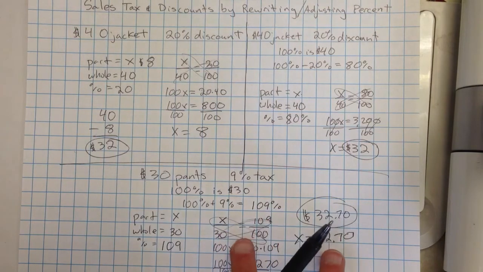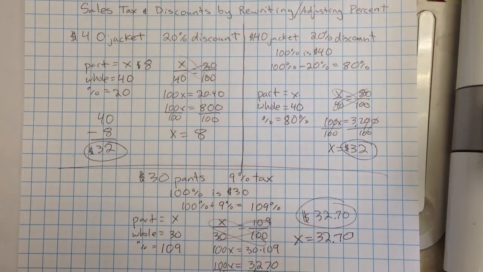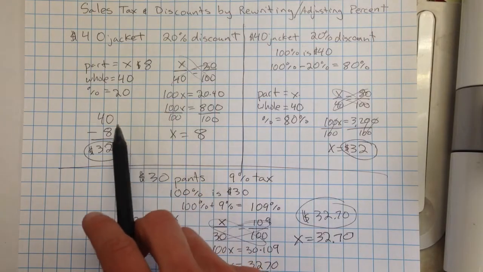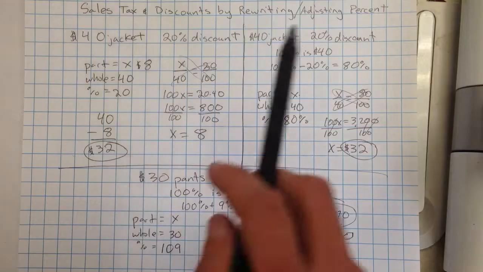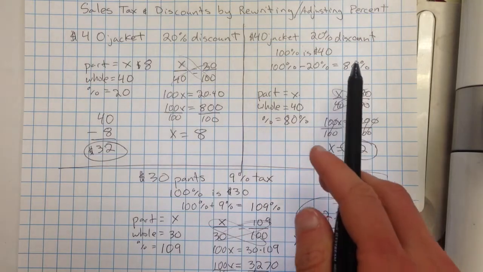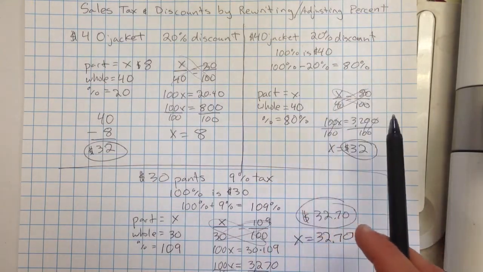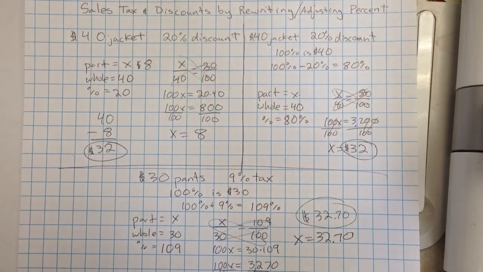So this is a way that I'd like you to work on your homework tonight. On Friday, when you take your quiz, you can solve the percents this way by finding the value and then adding or subtracting at the end, or you can do it this way, where you recalculate or adjust your percent and then solve. Both of them will work.